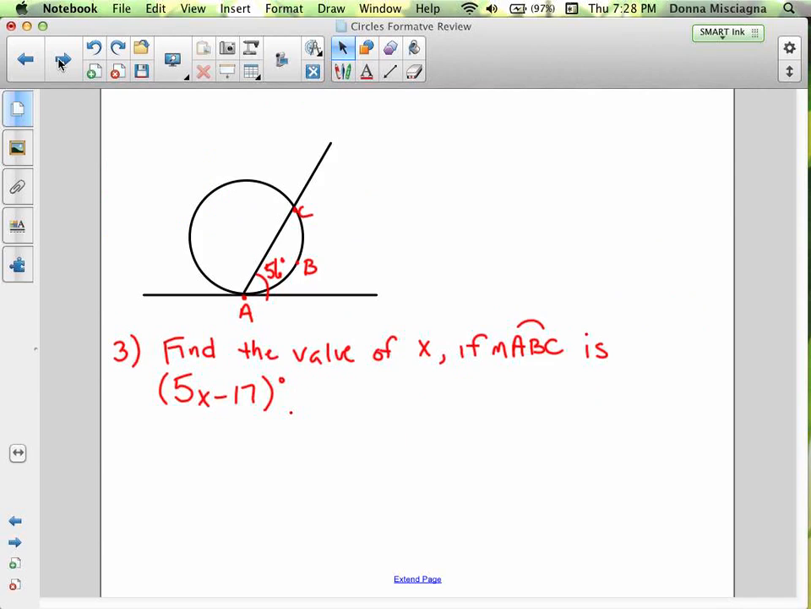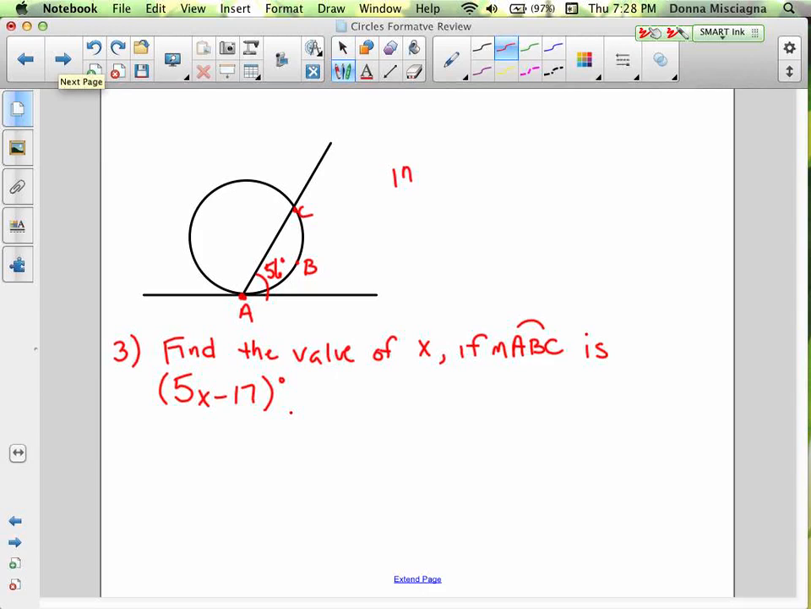All right, this one's actually a pretty easy problem. It really just involves being able to solve an equation. As long as you set this up right, it's not a very hard problem. We want to find the value of x if the measure of arc ABC is 5x minus 16. Now, it doesn't matter if the angle is formed by a tangent and a chord or two chords. If the vertex is on the circle, it's an inscribed angle.